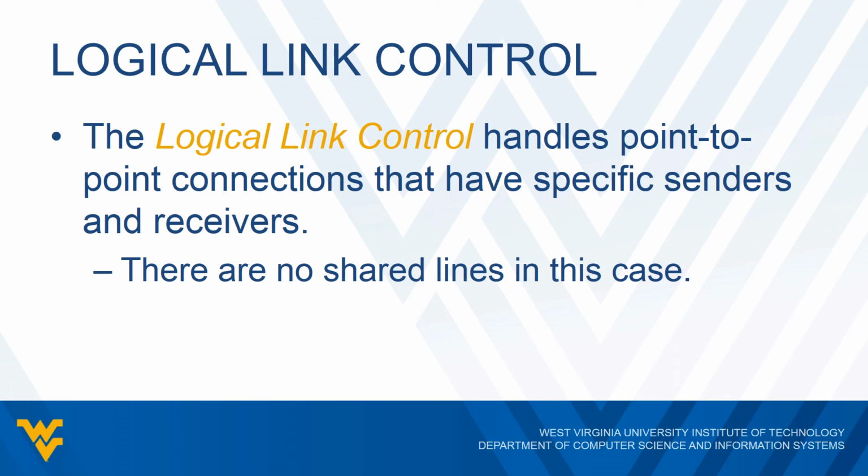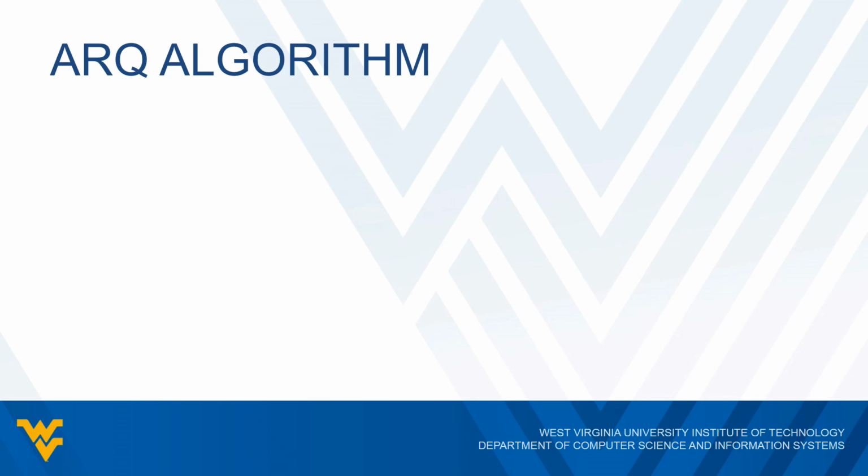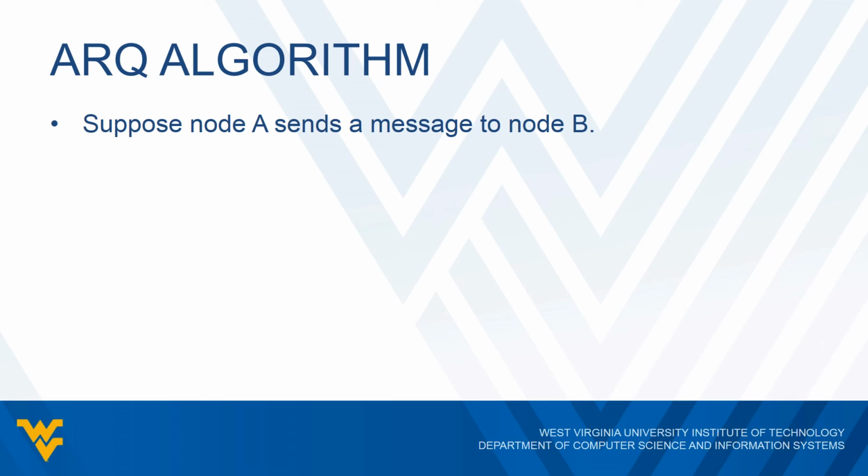Now, how is it possible to do this? I mean, we're not going to be able to eliminate errors, but we can at least detect that an error has occurred and then retransmit a new and unblemished copy of the original message. So we use what's called the ARQ algorithm, which stands for Automatic Repeat Request, and this is the basis for all data link control protocols in current use. So let's suppose we have two nodes, A and B, and A wants to send a message to B.